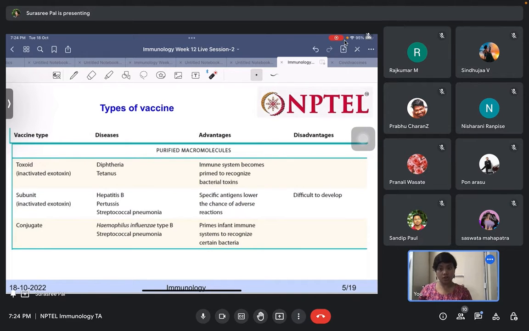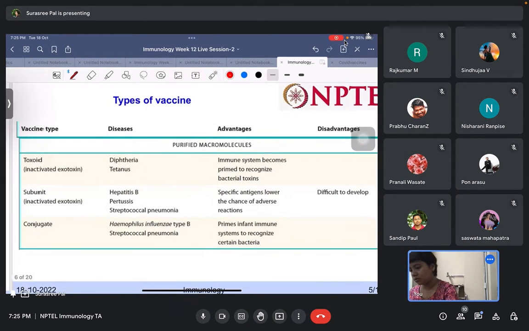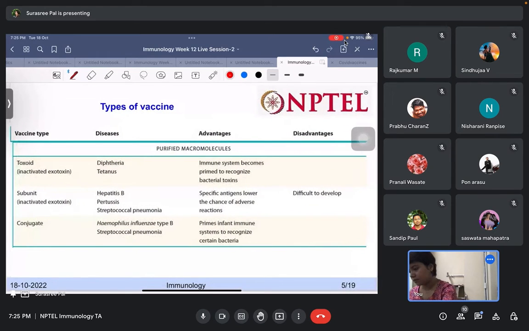One can be a toxoid, and there can be the capsular polysaccharides, for example, or surface glycoproteins, which can be used as vaccines, and also recombinant vaccines. So coming to them one by one. First of all, coming to the toxoid. Toxoids are generally produced in these diseases, diphtheria and tetanus.